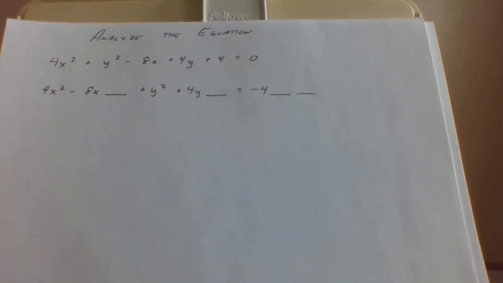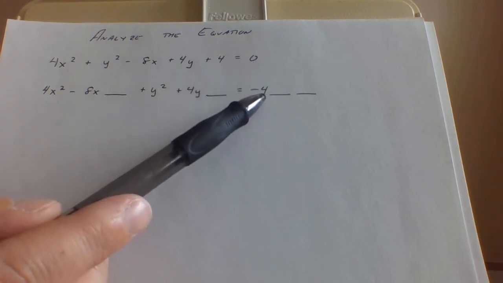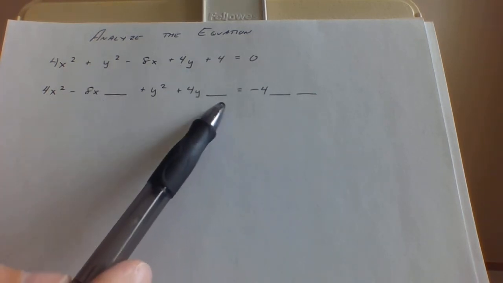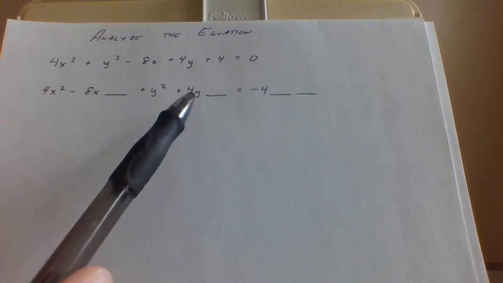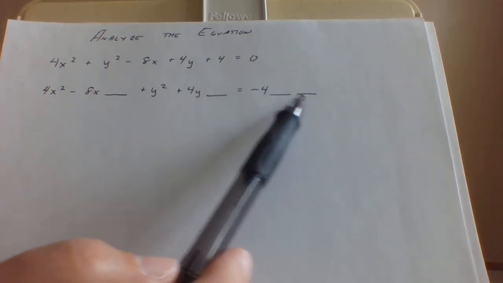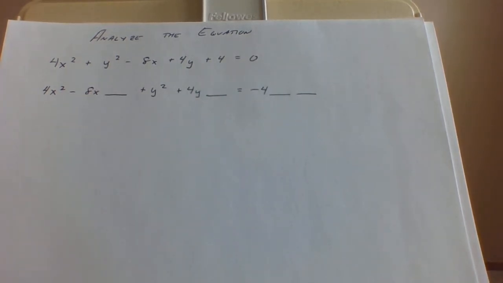So I subtracted my 4 from both sides of my equation, and I collected all my x terms together and my y terms together. And because I'm going to have to complete the square, I went ahead and left some blanks here so that I could do that. Keep in mind when you do that, you have to do something to both sides of the equal sign, so that's the reason I have these other two blanks on the right-hand side as well.